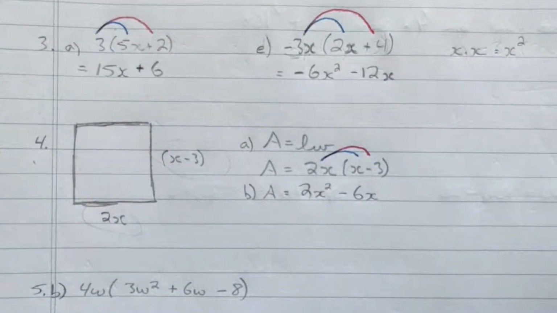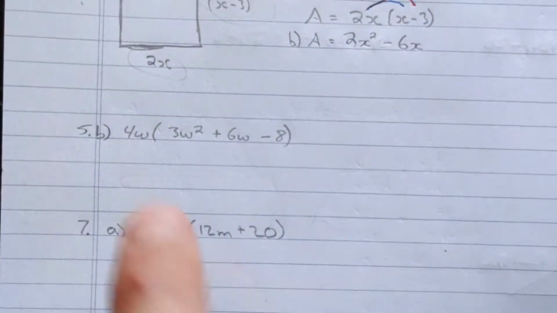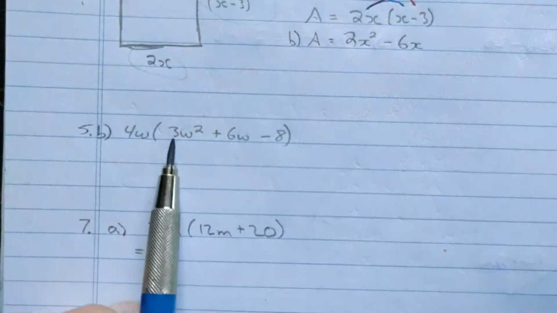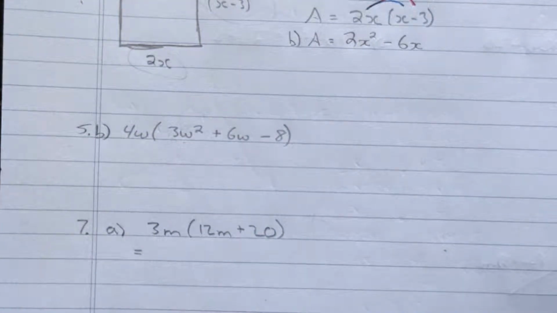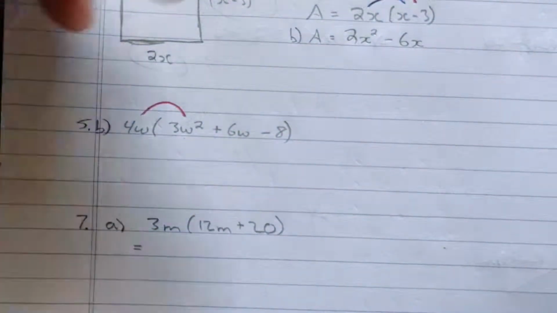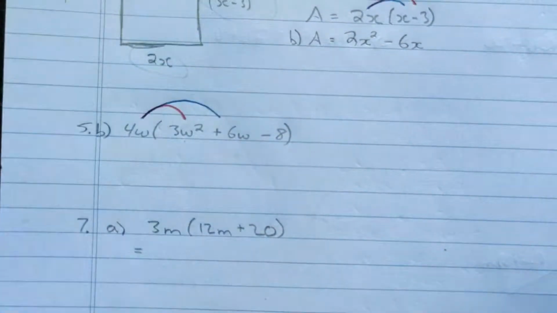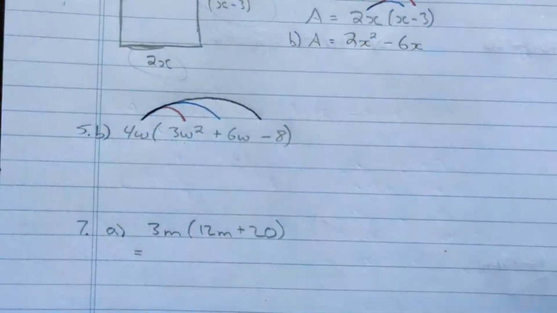Want to take a look at number 5, where we had a bit of a longer one in question B. So in question B, we have 4w times 3w squared plus 6w minus 8. And so same rules apply here. We're going to multiply everything inside the brackets by everything outside the brackets, in this case the 4w. So we're going to do 4w times 3w squared, 4w times positive 6w, and 4w times negative 8. So that's 3 multiplications we have to do here.